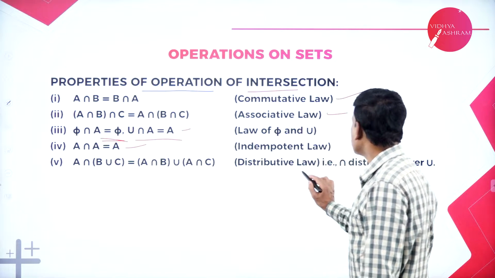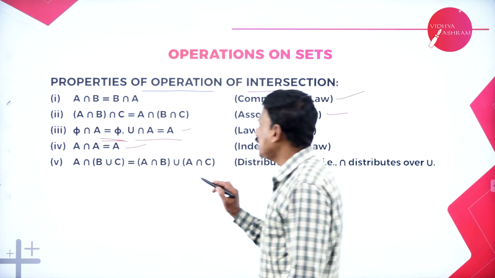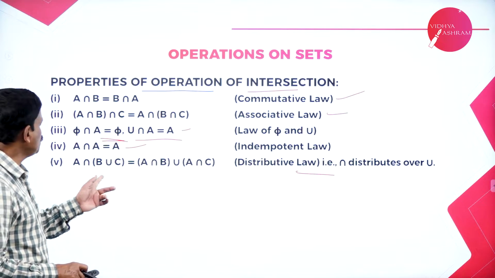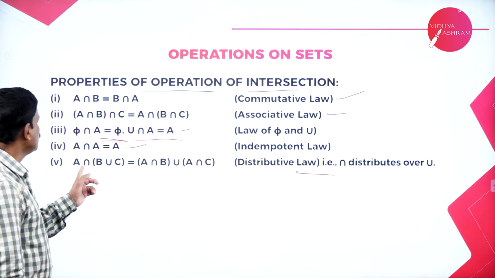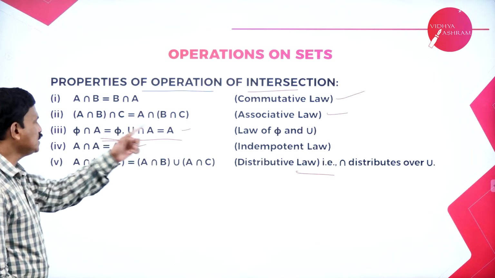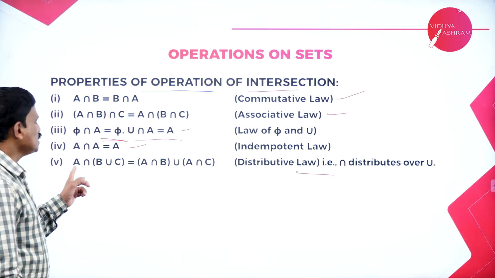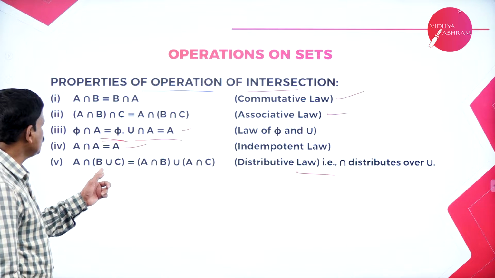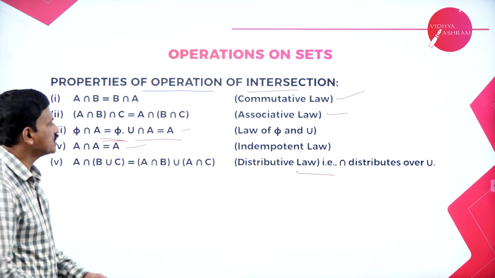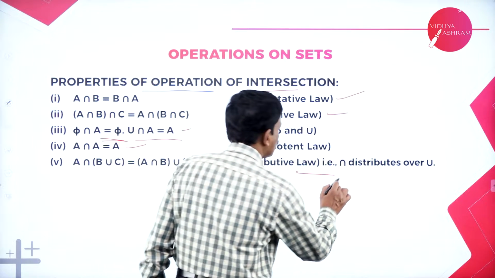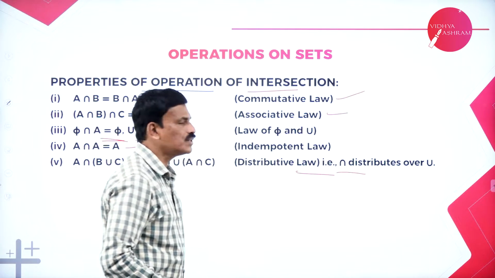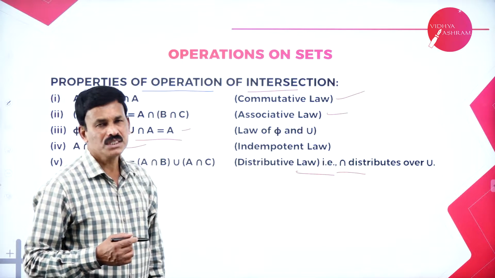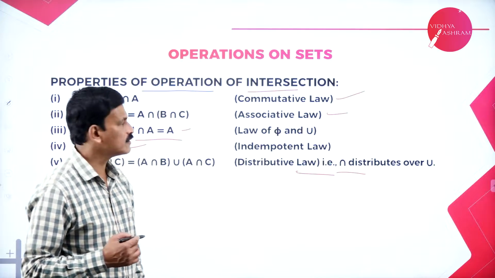Now let us discuss the distributive law. A intersection (B union C) is always equal to (A intersection B) union (A intersection C). This is the distributive law: intersection distributes over the union. So, these are a few properties of the intersection of sets.